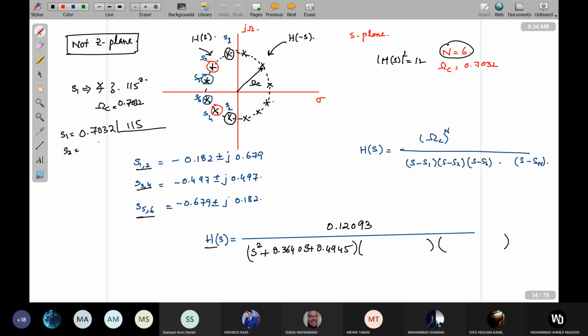So that's my HFS. अब HFS से कहाँ जाना है? Because my requirement was to design a discrete time filter. This is my continuous time filter.